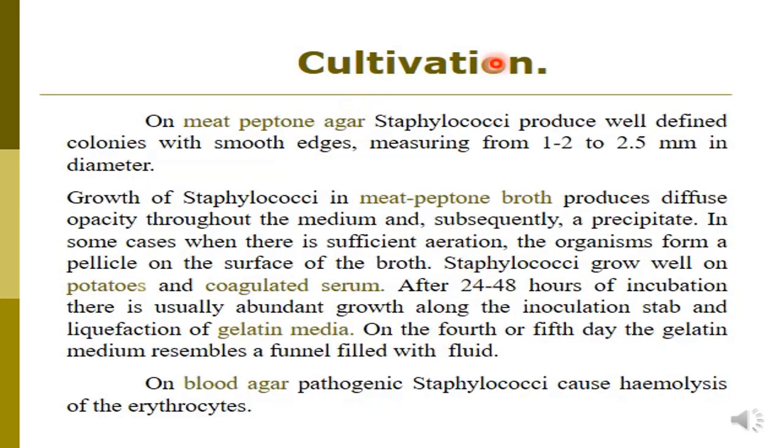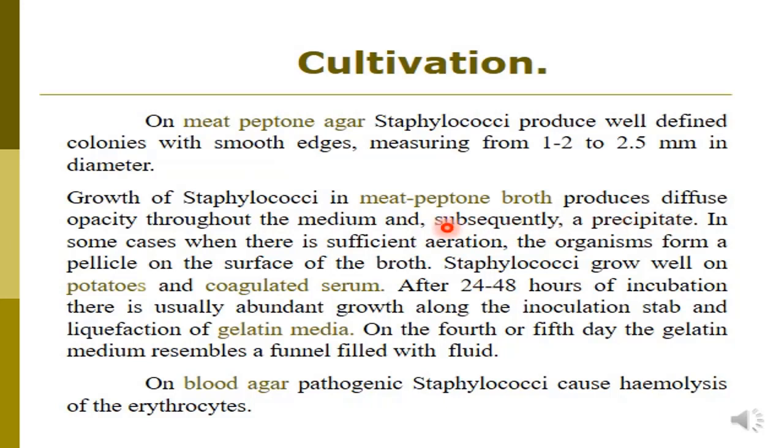I refer to the cultural characteristics of Staphylococcus aureus. On meat peptone agar, Staphylococci produce well-defined colonies with smooth edges measuring from 1 to 2.5 mm in diameter. Growth of Staphylococci in meat peptone broth produces diffuse opacity throughout the medium and subsequently sediment.